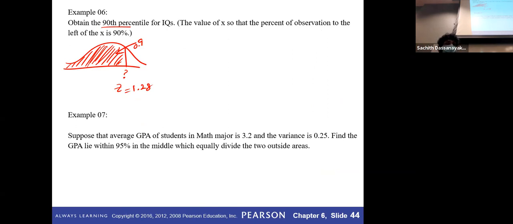Okay, let's move to the second one. So the GPA for the math major, this much. What is this? Mu.